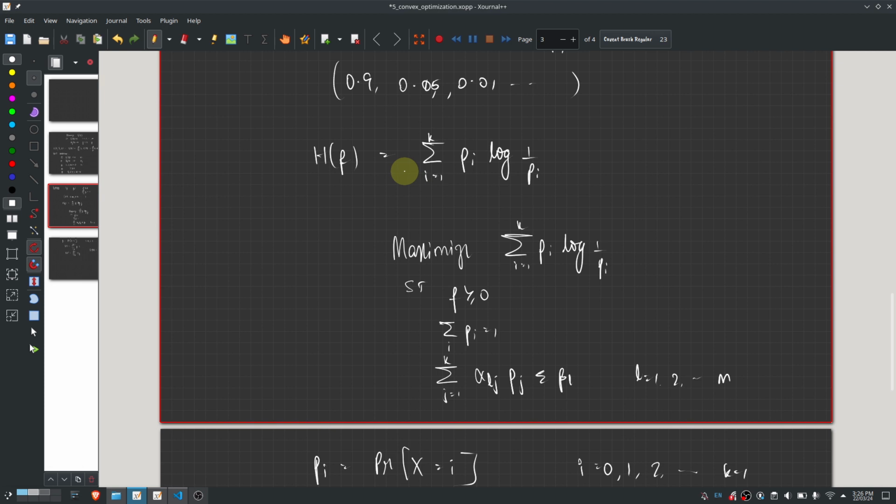Okay, so the entropy maximization problem can be formulated in this particular form. So first, let's see. Instead of saying maximize, I could also say minimize summation i equal to 1 to k of p_i log p_i. That just makes it easier.